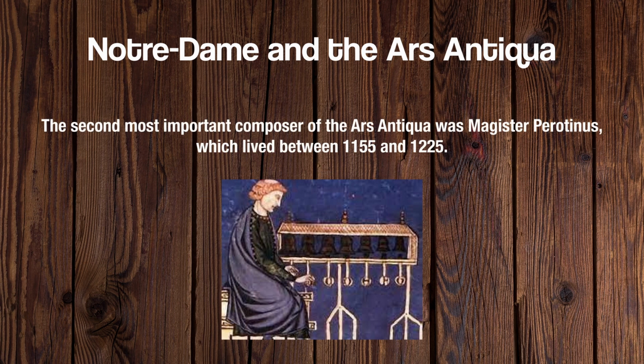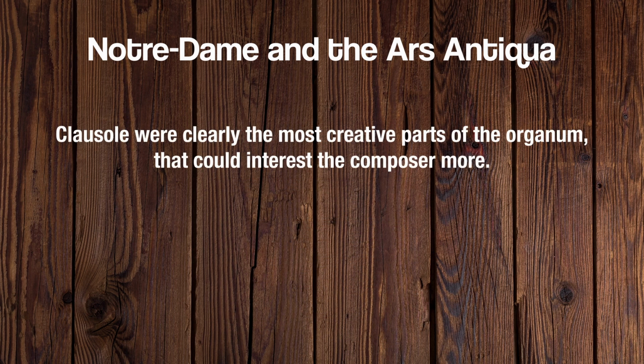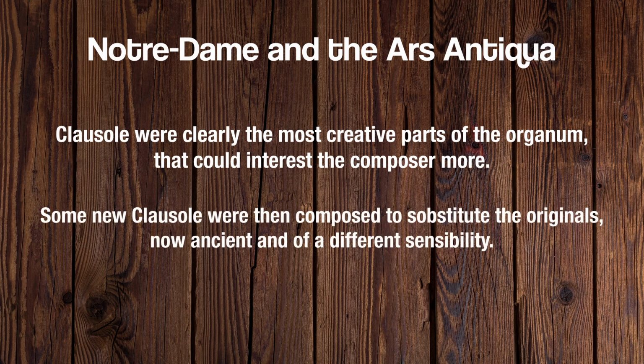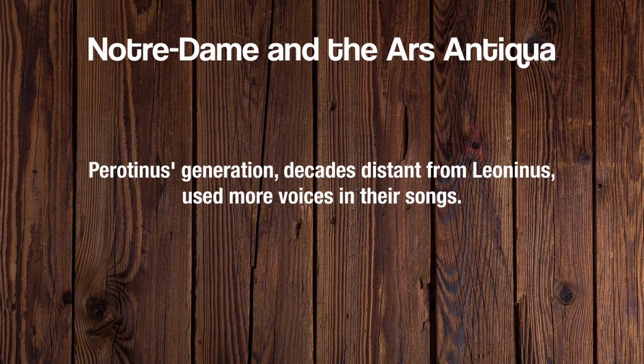The second most important composer of the Ars Antiqua was Magister Perotinus, who lived between 1155 and 1225. Clausulae were clearly the most creative parts of the organum, which could interest the composer more. Some new clausulae were then composed to substitute the originals, now ancient and of a different sensibility. Perotinus' generation, decades distant from Leoninus, used more voices in their songs.